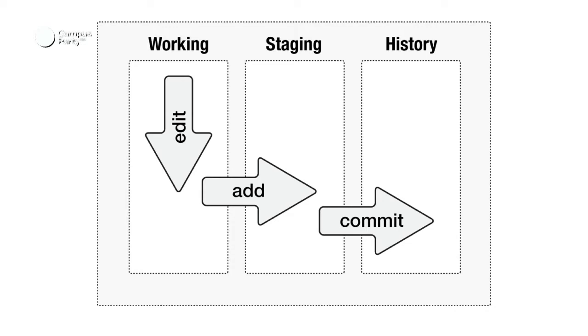On the right-hand side, we have the history, all right? And this is the log of changes that you've committed in the past. If you've used Subversion before, you probably are familiar with your working directory and your history, and you commit to your history directly. In Git, we have this third stage in the middle called the staging area.